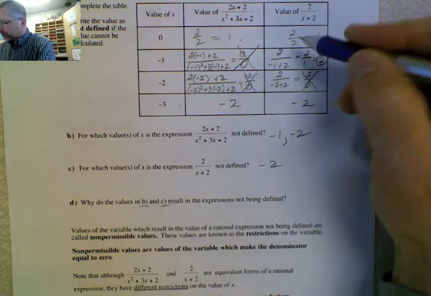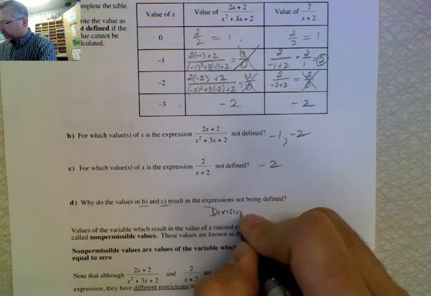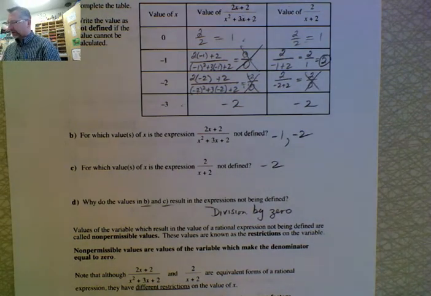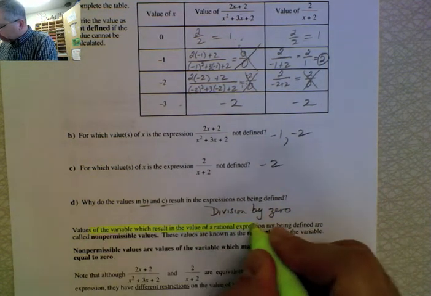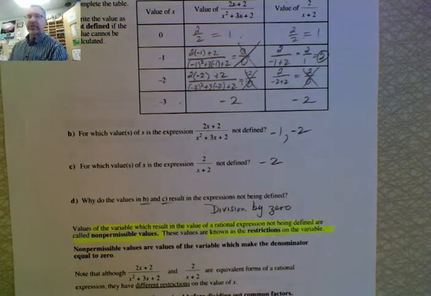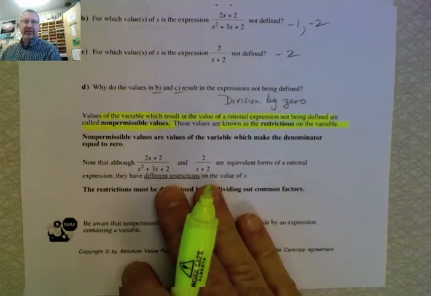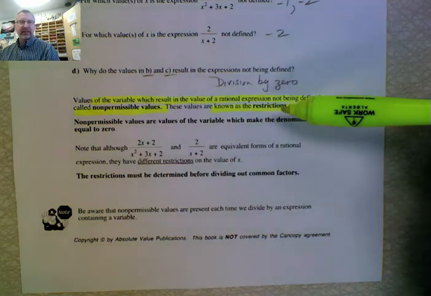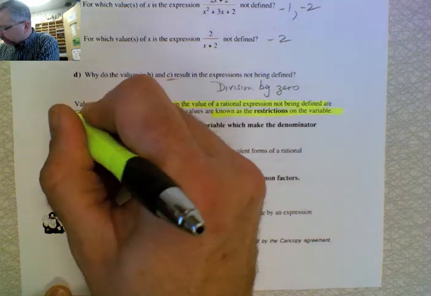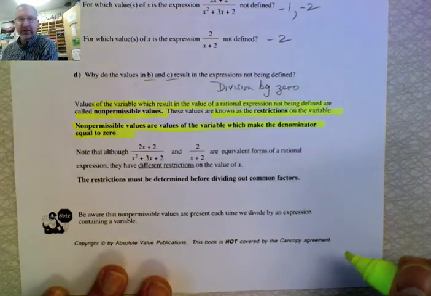Why are these values not defined? Because we have division by 0. You cannot have division by 0. That's impossible. It's impossible to break things into groups of 0. Groups of 0 don't exist. So the values of the variable which result in non-permissible values are also known as restrictions. Sometimes you're going to see in the literature, we're going to ask for what are the non-permissible values. Sometimes we're going to ask for what are the restrictions. And remember, the non-permissible values are the values which make the denominator equal to 0.